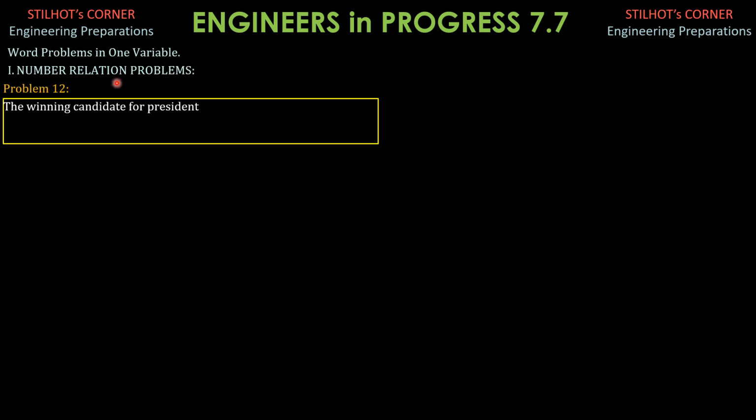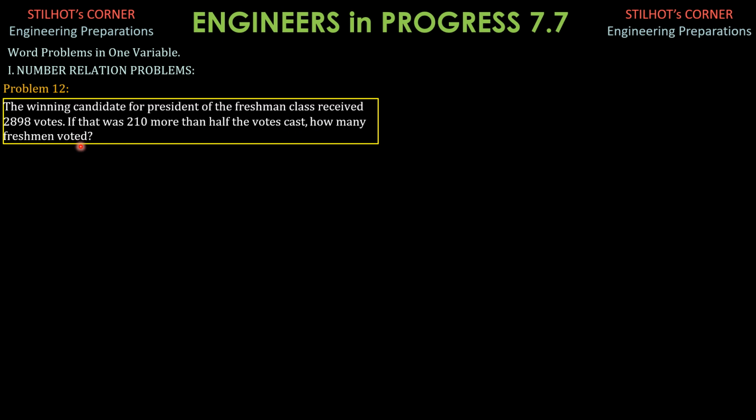The winning candidate for president of the freshman class received 2,898 votes. If that was 210 more than half the votes cast, how many freshmen voted? In this statement, 2,898 votes equals 210 more than half the votes cast. So if we denote X as the number of voting freshmen, then 2898 equals X over 2 plus 210. That's the translation of that statement.